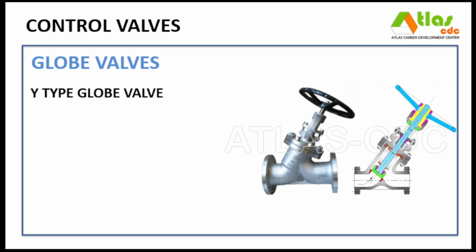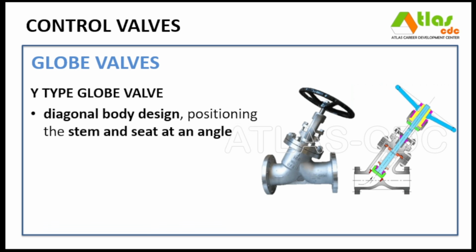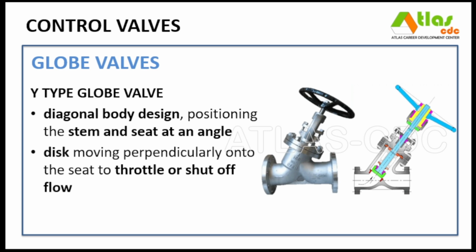A Y-type globe valve has a diagonal body design, positioning the stem and seat at an angle, which allows for smoother flow and lower pressure drop compared to a Z-type globe valve. Its mechanism involves a disc moving perpendicularly onto the seat to throttle or shut off flow.